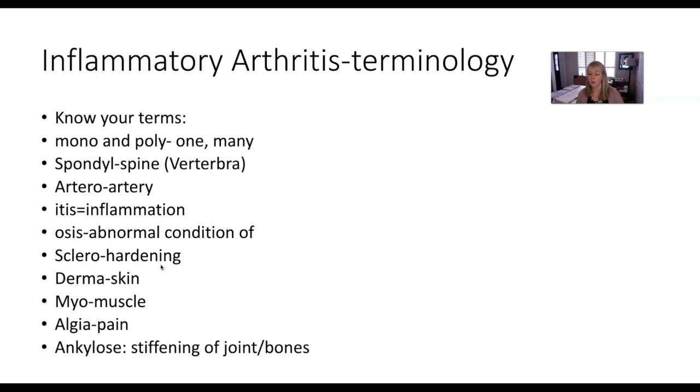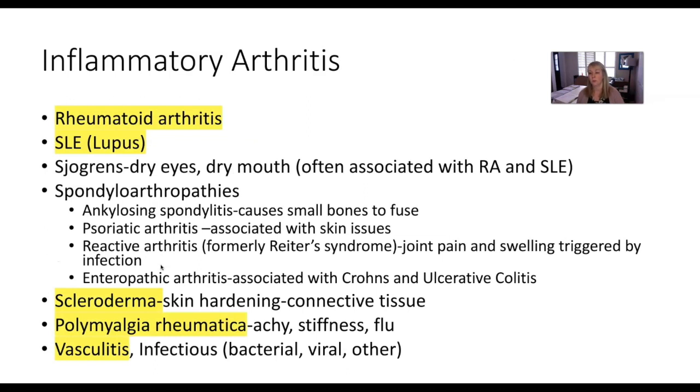Myo is muscle, algia is pain, ankylose, when you think of ankylosing spondylitis, stiffening of joints, these all go together with rheumatologic disorders. So I highlighted the ones that I'm going to be going through, but these are some of the inflammatory disorders, and a lot of these are related. So if you have one, you are more likely to have another one. So if you have lupus, you're more likely to have Sjogren's.